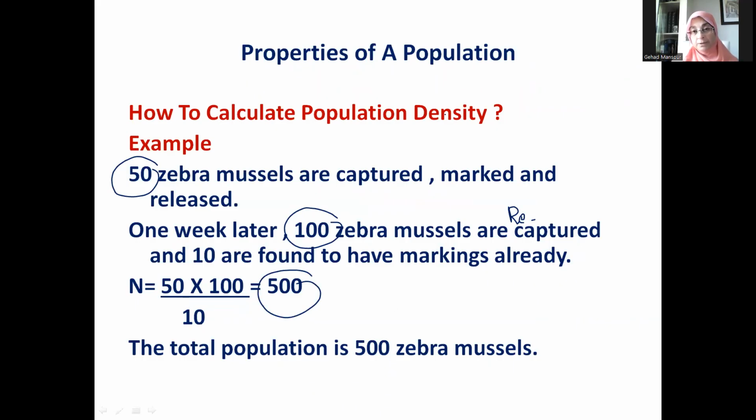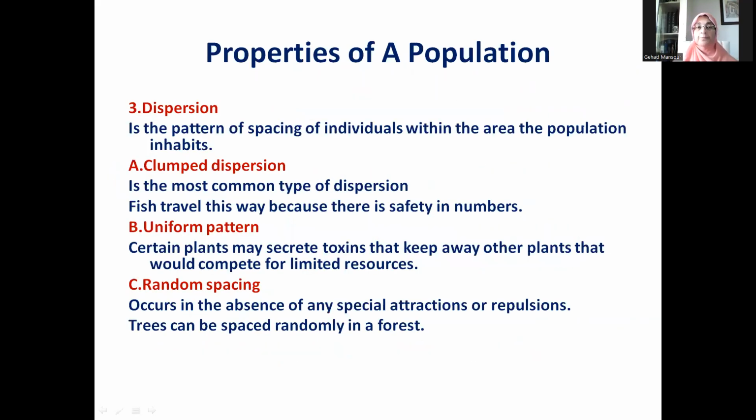Of course, this is not right. So the title here is incorrect. So it is how to calculate population number. If you want to calculate population density, you have to divide by the surface area. Now, again, other than the number of the individuals in a population and the density of a population, the third property is the dispersion of the population.